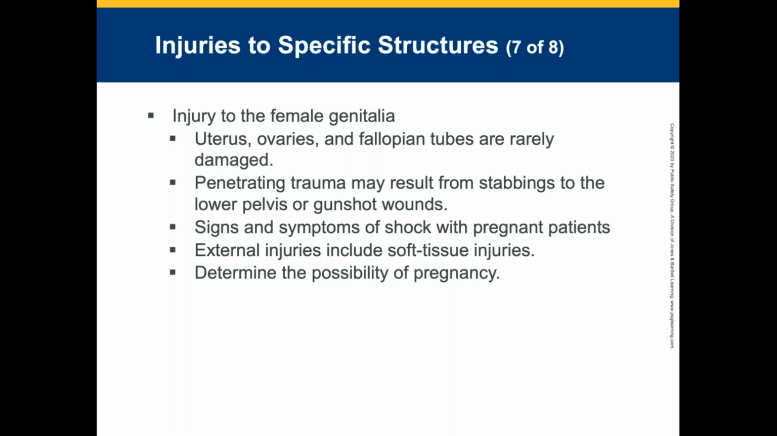Let's see. So determine the possibility of pregnancy as well. Injuries to the female genitalia can also include all types of soft tissue injuries. Keep in mind, though, it also could be a case of rape, causing significant trauma down there. So keep that in mind, that it could also potentially be evidence for a crime scene. If there is significant bleeding, we don't pack anything inside. Remember, we just collect it.